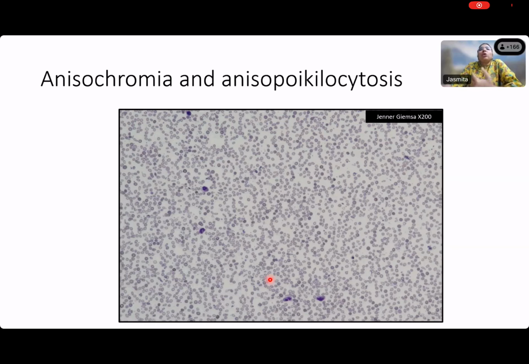Now the other terms when we talk about blood cells and when we read the books, that is anisochromia and anisopoikilocytosis. So when we talk about anisochromia, that is a difference in the hemoglobin content of different RBCs, and anisopoikilocytosis is when you have a difference in the shape of the RBCs. So in this picture, you can see that you have both anisocytosis, you have anisochromia, and you have anisopoikilocytosis. So let us look at the high power images to look at all these things clearly.